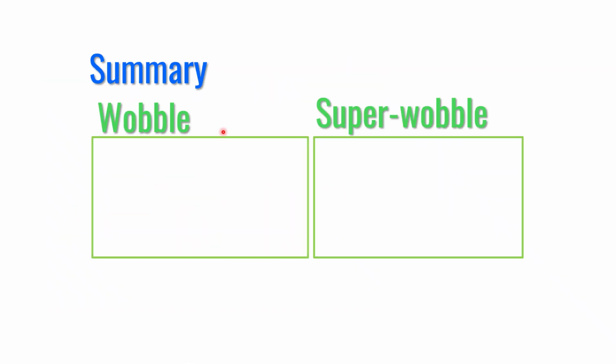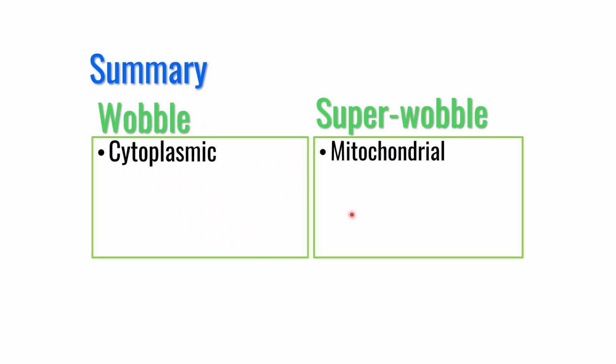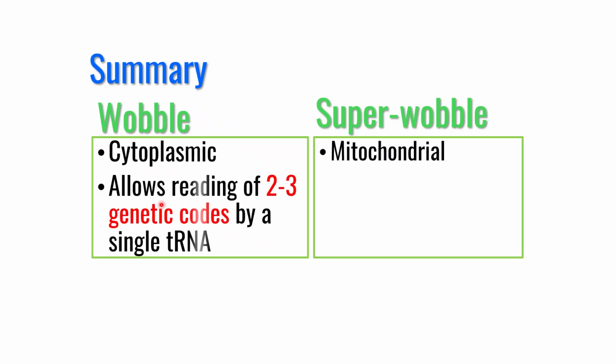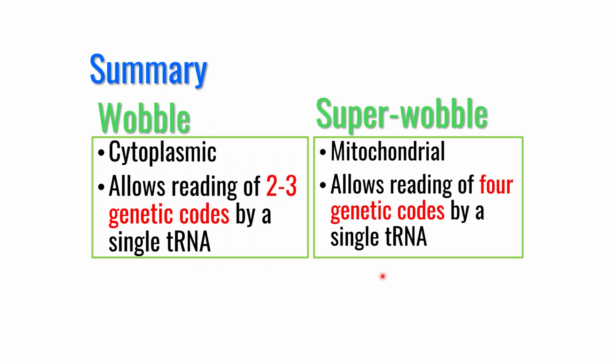So in summary, Wobble base operates in cytoplasm, whereas Super-Wobble operates in mitochondrial system. Wobble allows reading of 2 to 3 genetic codes by a single tRNA molecule, whereas Super-Wobble allows reading of 4 genetic codes by a single tRNA molecule.